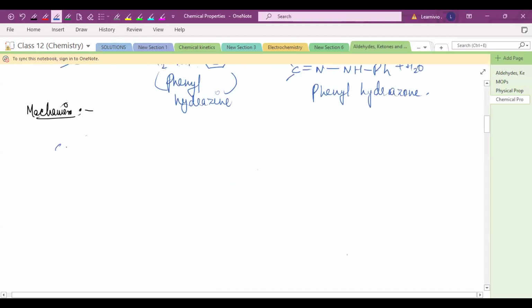Suppose this is your carbonyl compound plus NH3. The nitrogen has a lone pair of electrons. The lone pair is negatively charged, as you know very well. And between this carbon and oxygen, the question is: this nitrogen will attack which atom, carbon or oxygen? Yes, Muniba.